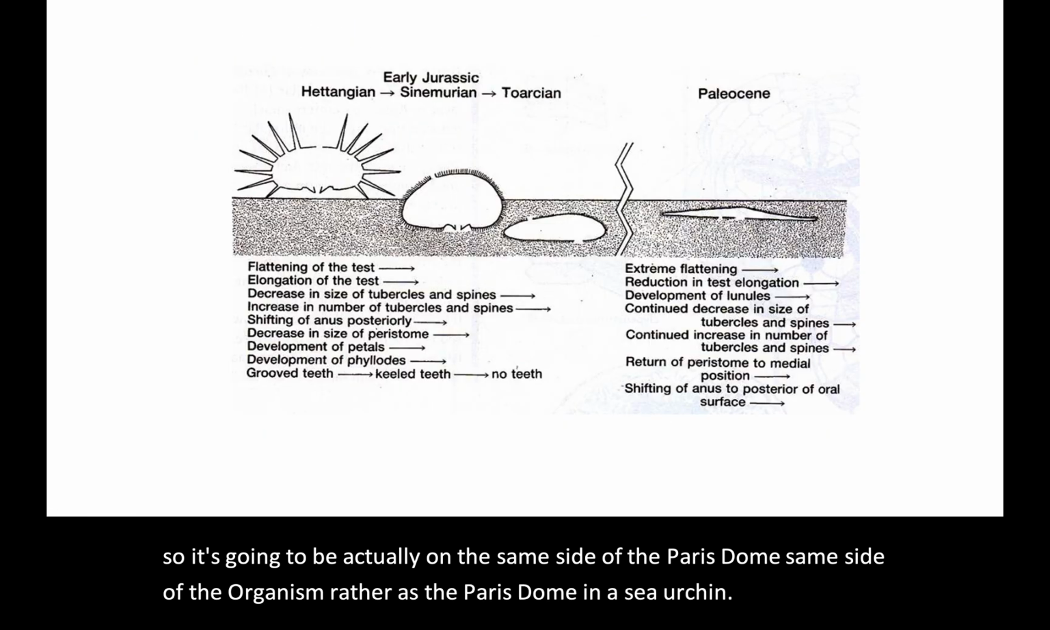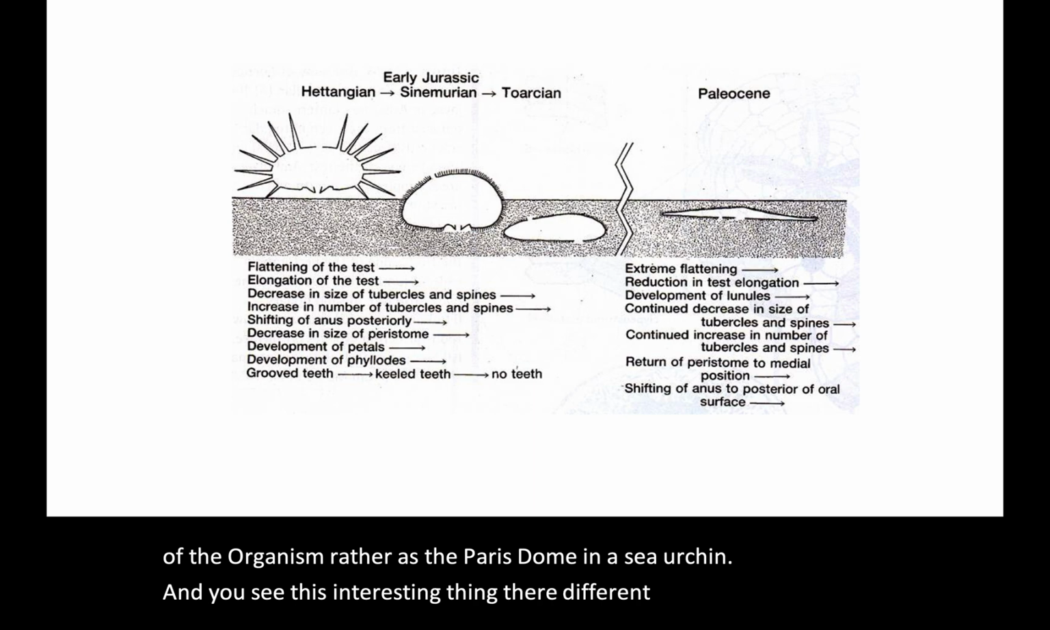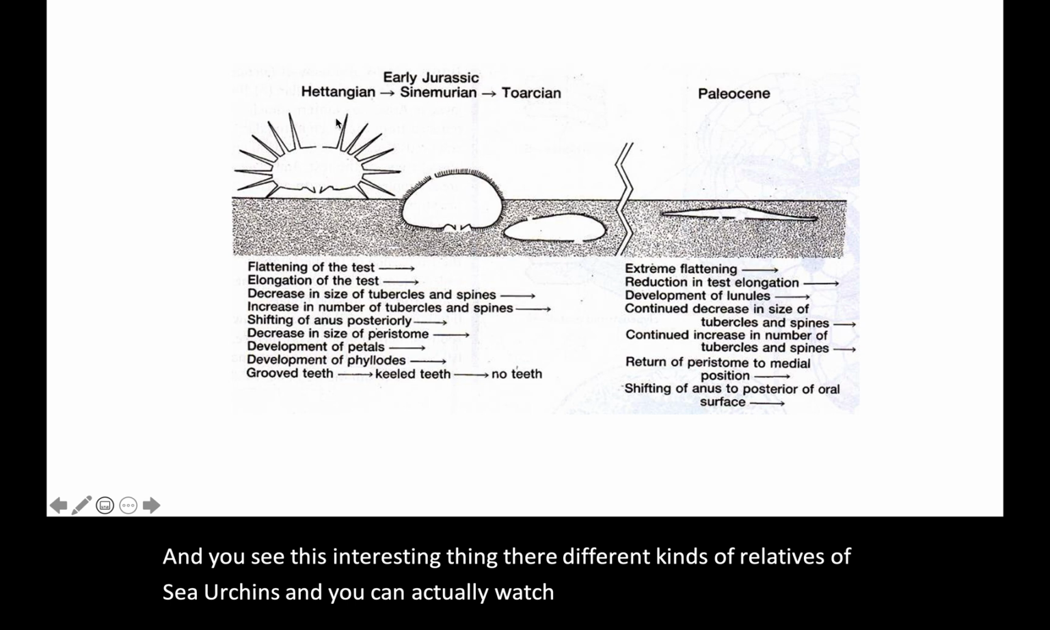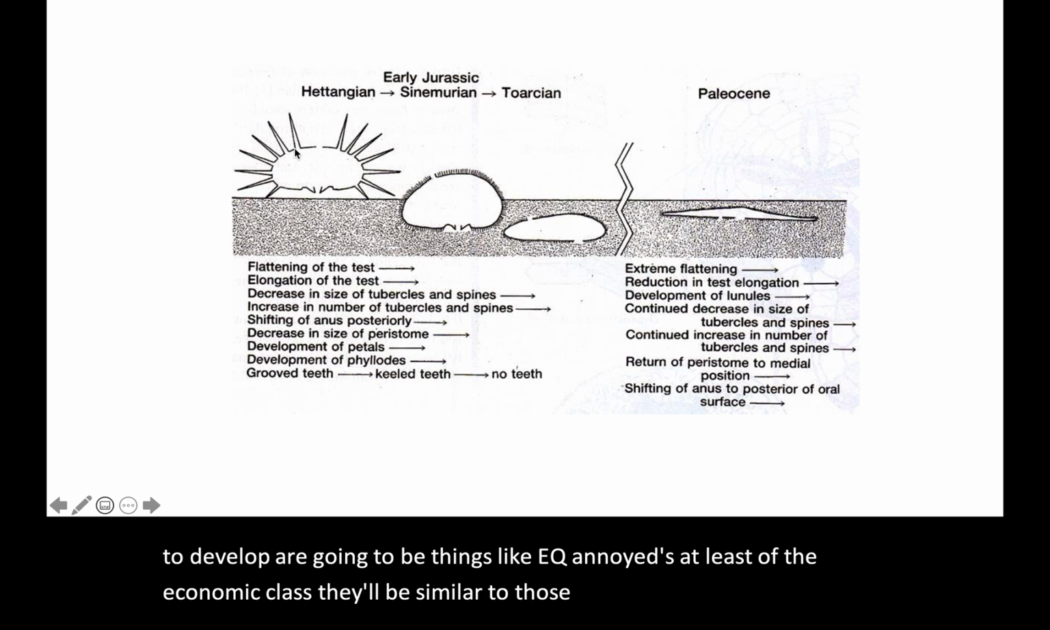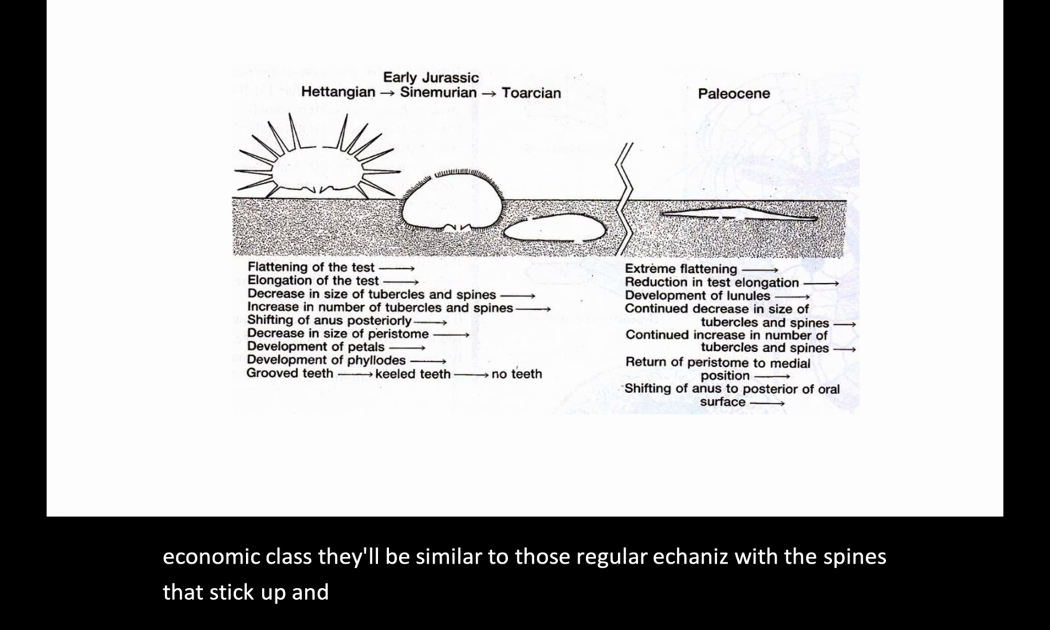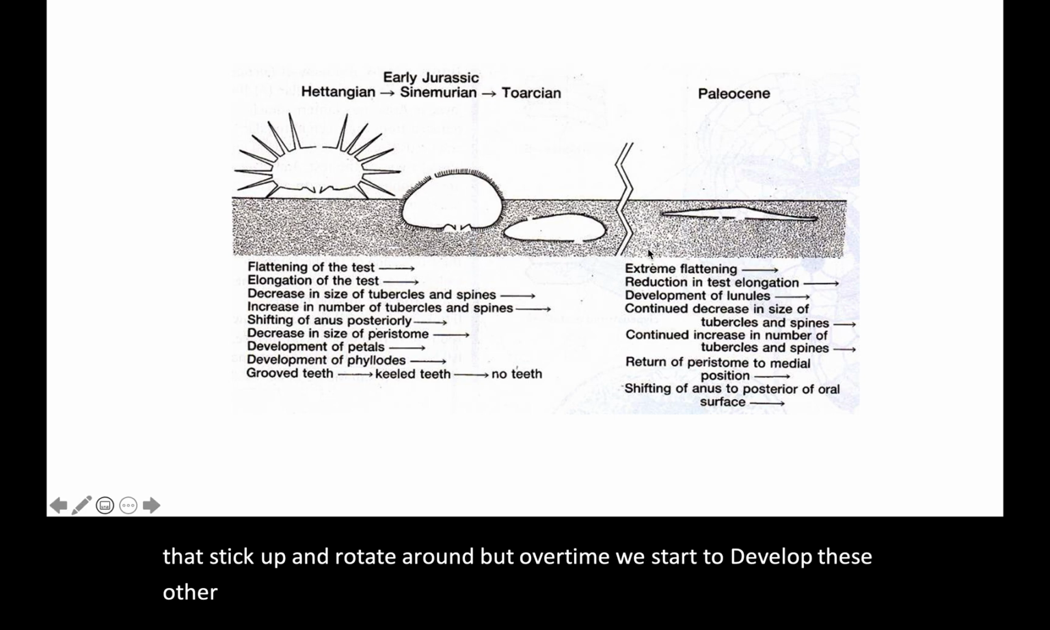And you see this interesting thing. There are different kinds of relatives of sea urchins, and you can actually watch them developing. The first ones to develop are going to be things like echinoids, at least of the echinoid class. They'll be similar to those regular echinoids with the spines that stick up and rotate around. But over time, we start to develop these other kinds, and we actually have examples of all of these now.